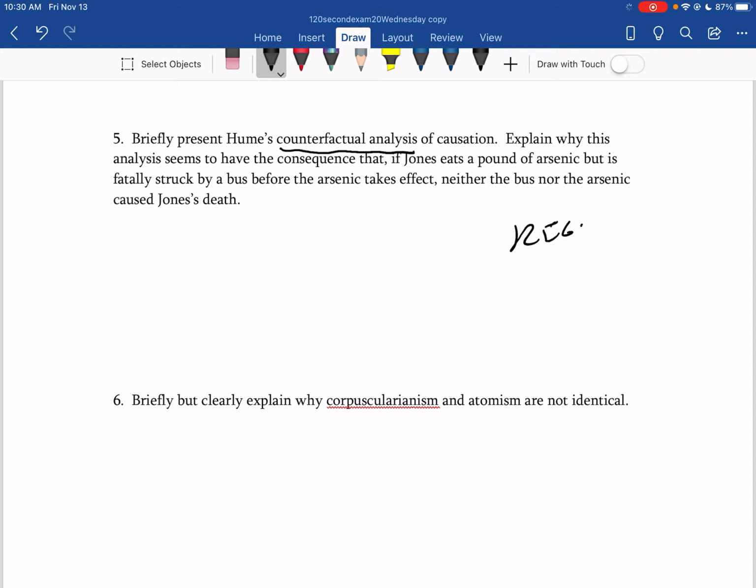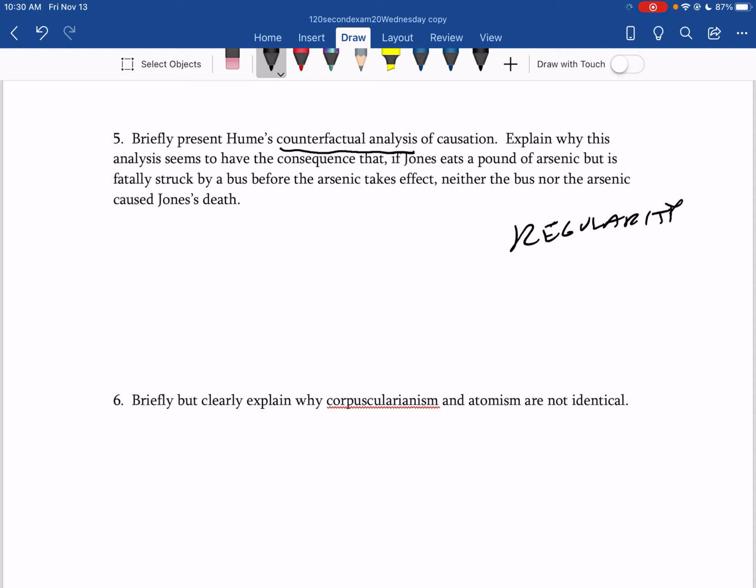The regularity analysis says that to say that A caused B is to say A-type events are always followed by B-type events. That's not the analysis you're concerned with here. You need to be specific enough to distinguish the counterfactual analysis from the regularity one. The counterfactual analysis says A causes B whenever, if A hadn't happened, B wouldn't have happened. You need to bring in what English professors call the subjunctive mood there. If A had not happened, B would not have happened.